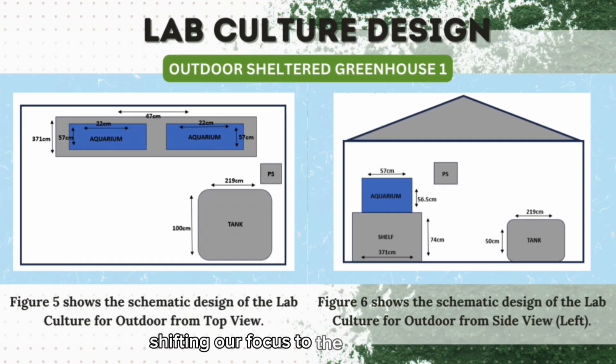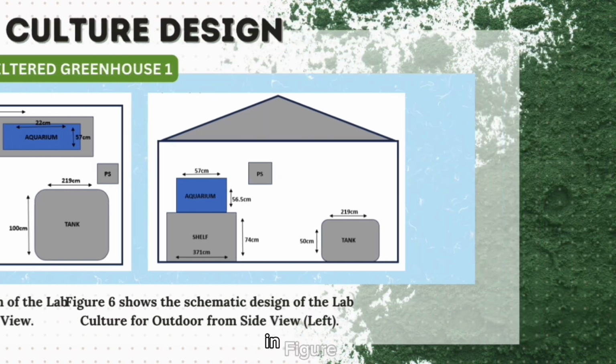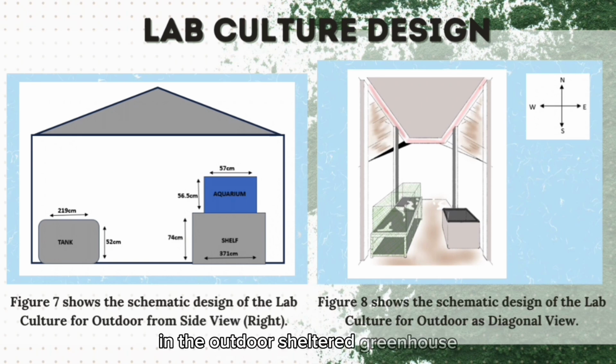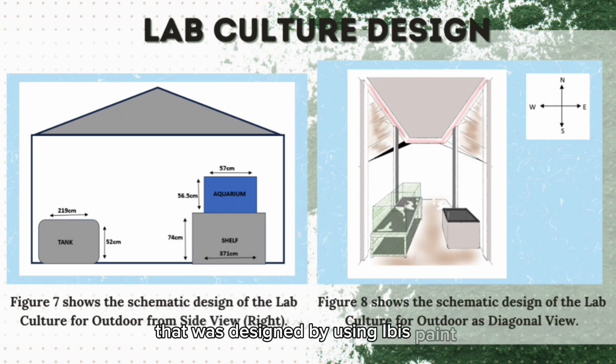Shifting our focus to the outdoor setup, figure 5 shows the top view of the lab culture design in the sheltered greenhouse, and figure 6 presents the left side view of the outdoor lab culture setup. In figure 7, we can see the right side view of the outdoor lab culture setup. Finally, in figure 8, we have the diagonal view of the lab culture design in the outdoor sheltered greenhouse that was designed using IB's paint apps.